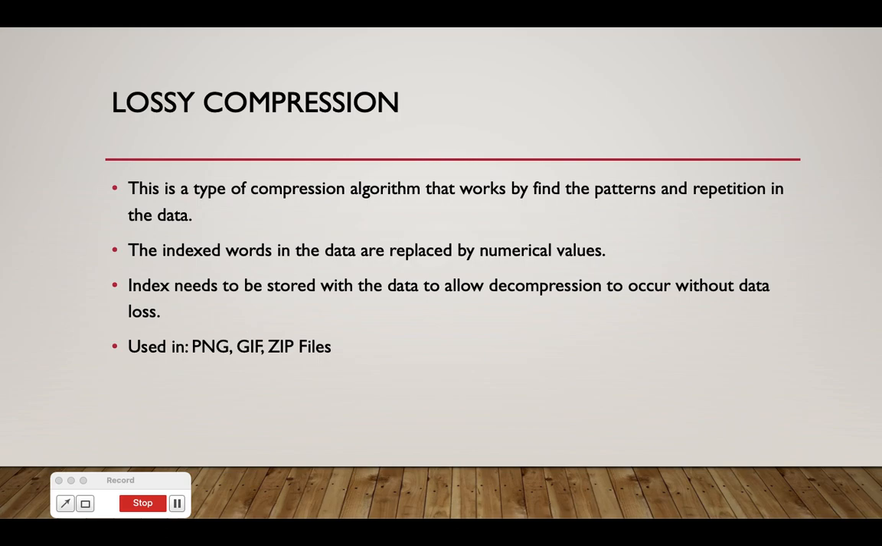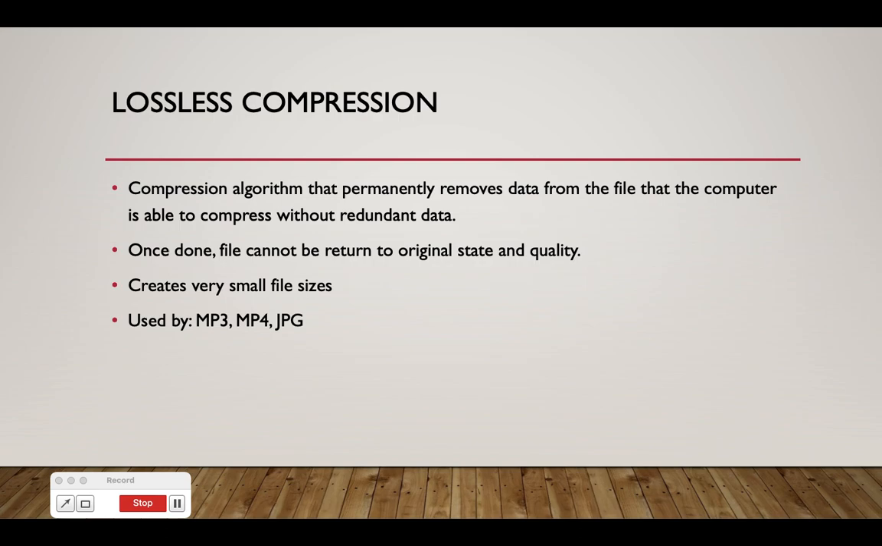So it's used mostly in PNG, GIF, and zip files. Lossless compression is a compression algorithm that permanently removes data from the file that the computer is able to compress without redundant data. So once that lossless compression is done, the file cannot be returned to its original state and quality. This allows us to create very small file sizes, and it's mostly used in MP3, MP4, and JPEG.